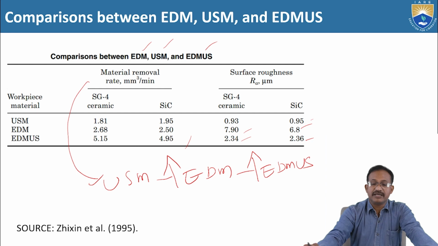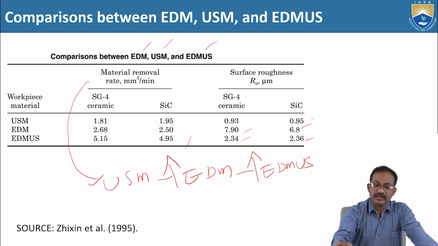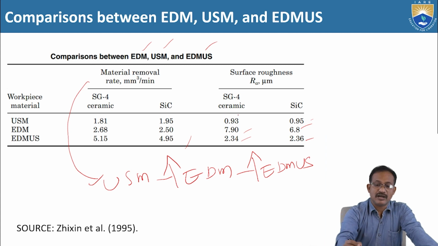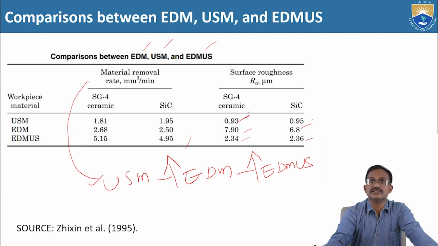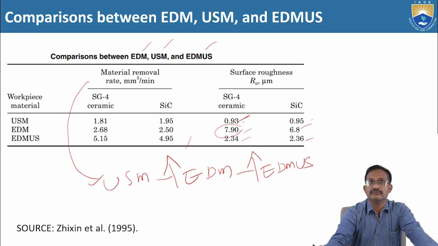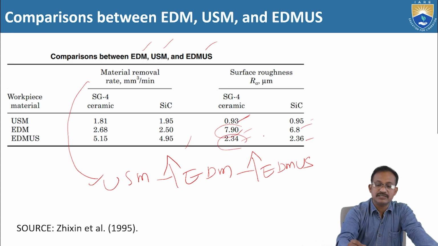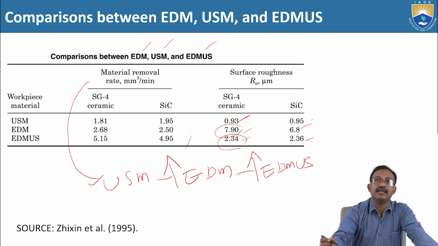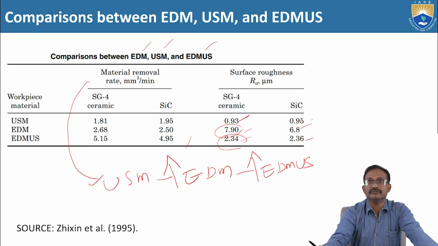When we come back to surface roughness for the three categories USM, EDM and EDMUS: for SG4 it is 0.93 and for SiC 0.95; for EDM 7.9 and 6.8; for EDMUS 2.34 and 2.36. Regarding surface roughness, whether it is SG4 ceramic or SiC, for ultrasonic machining the surface roughness is below 1, and for EDM it is very high, 7.9. So surface roughness is very high for the EDM.